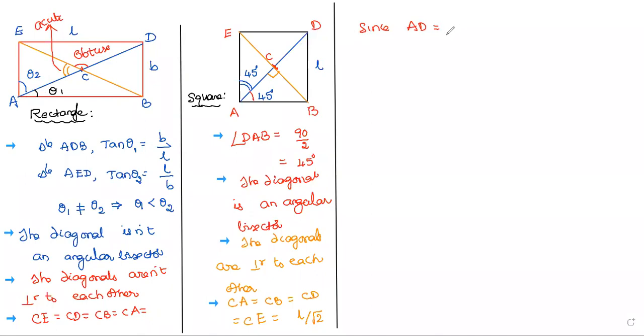Yeah, using the Pythagoras principle, the square root of side square plus side square. So here AD square equals AB square plus BD square, that is L square plus B square. Is it right? Yeah, AD square equals AB square plus BD square. Akhilesh, yes, exactly.